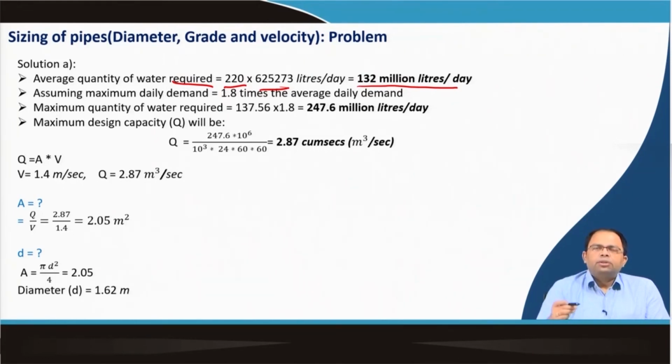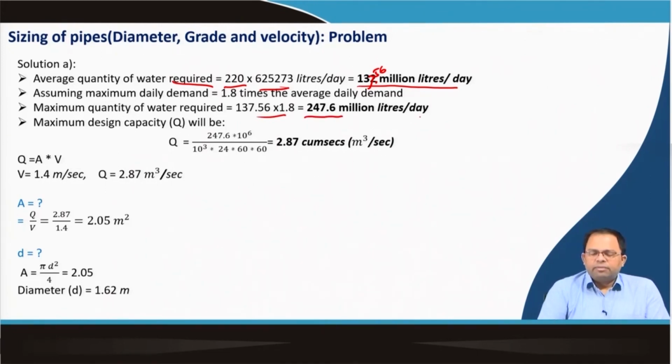If it's a main line, we can go for 3 times that particular value, or if it's not a main line, then we can go with 1.8 or 2 times that value. Over here we have used 1.8 times. So assuming maximum daily demand is equal to 1.8 times the average daily demand, we have to multiply this, sorry, this would be 137, not 132. 137.6 million liters per day into 1.8 comes to 247.6 million liters per day.